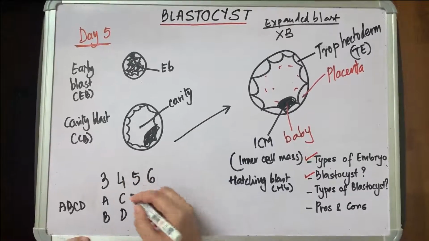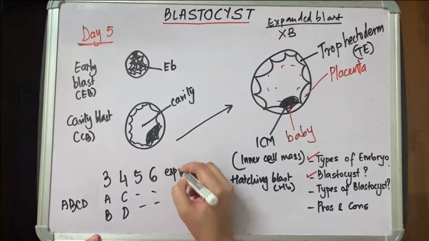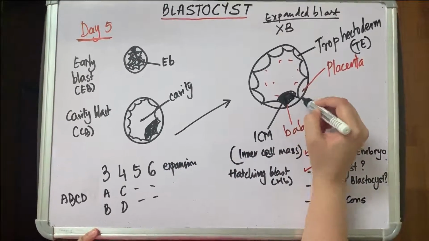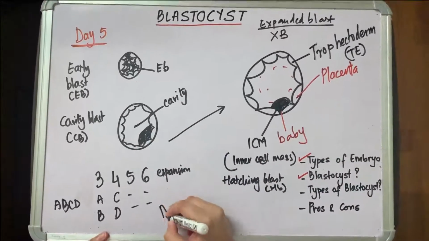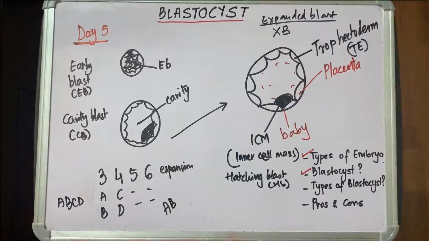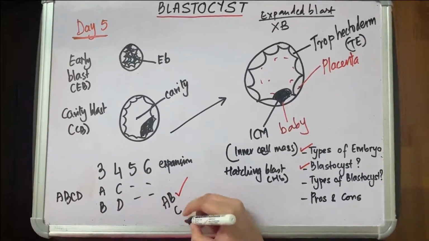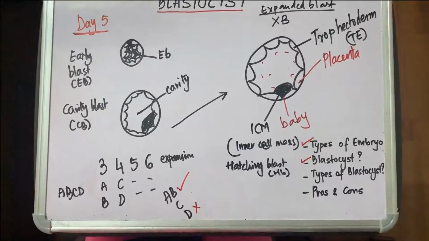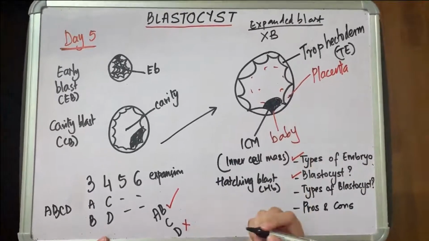So basically when we grade a blast, there is an expansion which comes into the picture and the individual grading of the ICM and the trophectoderm. A and B are considered definitely good grade embryos. C is always a maybe, and D is something that we never recommend to transfer, because that means that one of the cell lines, either the ICM or the trophectoderm, is missing.